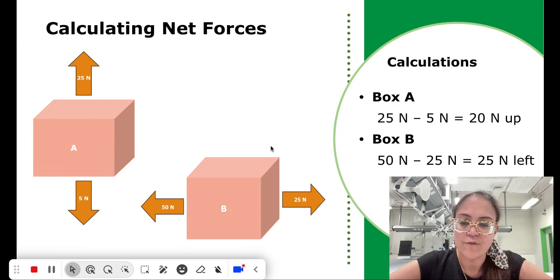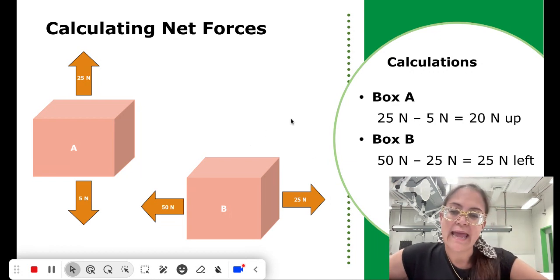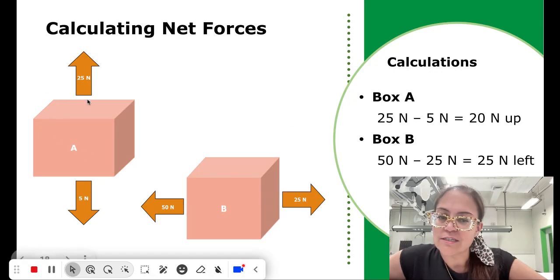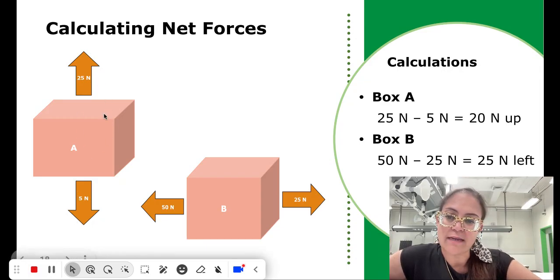So, calculating net forces. We're going to go over this a couple more times. Box A has 25 newtons pulling up and 5 newtons pulling down. Since these are opposite directions, we subtract. 25 minus 5 is 20. The direction it moves is whichever force is greater. So this one is bigger. That box is going to move with a force of 20 newtons up.